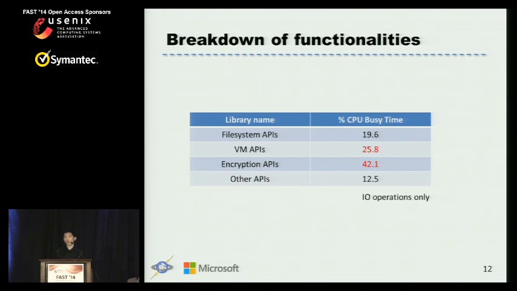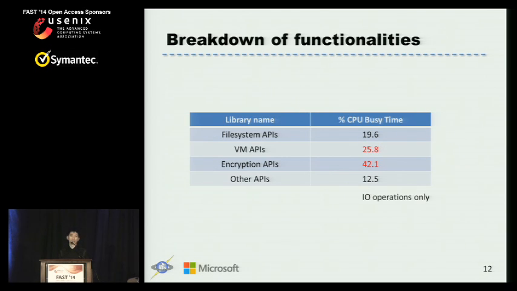So after that, we have encryption APIs. And the last part is just the other APIs, we mean the benchmark logic APIs that have nothing to do with the storage system. As we can see from this breakdown, by the way, this breakdown is with respect to CPU busy time. As you can see from this breakdown, most of the CPU time is spent on the encryption APIs. And after that is the virtual machine APIs.